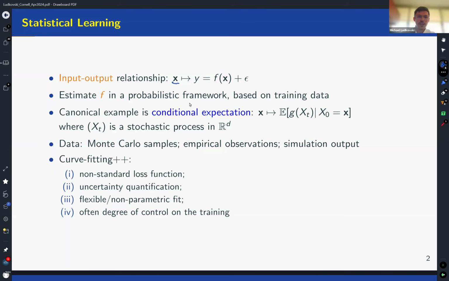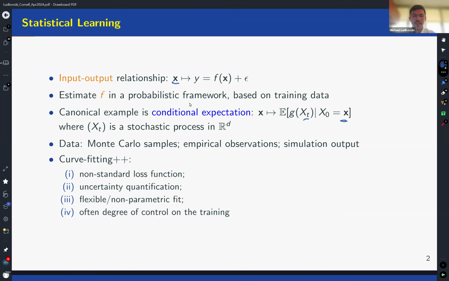The canonical example of why these problems are important for stochastic modelers and financial mathematicians is conditional expectation, where I would like to learn the mapping from a system state, little x, to the expectation of a function g of a stochastic process X at some future time, little t. Again, x lives in some subspace of R^d. Things like this come up obviously in option pricing, where the expectation is under some pricing measure, but they are really canonical across applied probability and stochastic models.